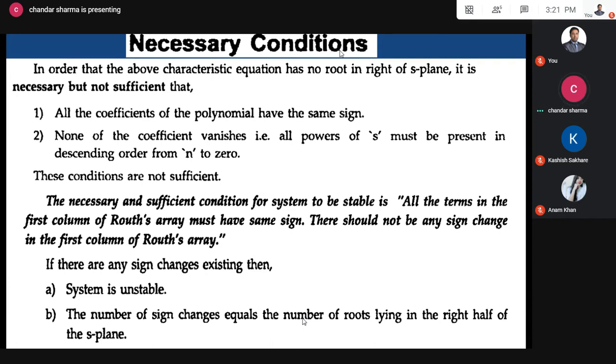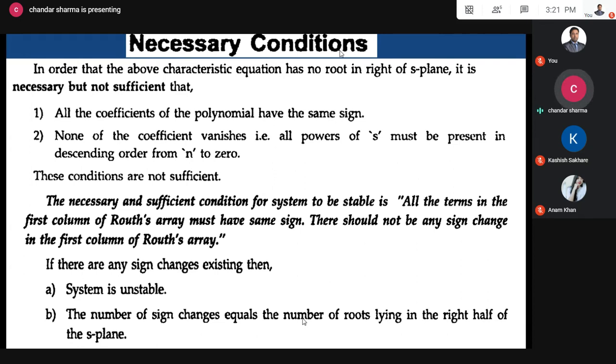Then after verifying these two conditions, I have to move forward. If this necessary condition is not satisfied, then do not apply any method. You directly say that the system is unstable, since it does not satisfy the necessary condition. Okay, this is the necessary but not sufficient condition.